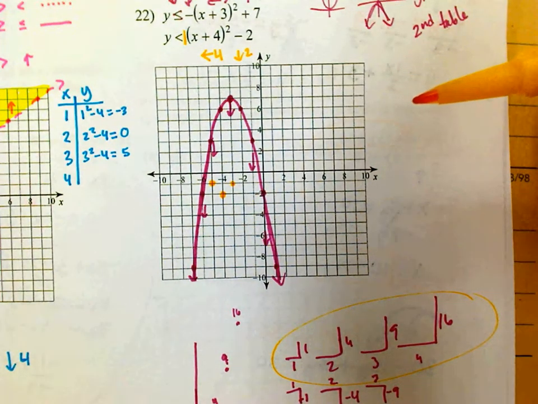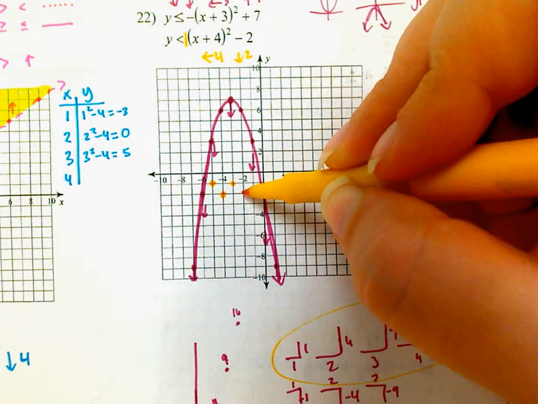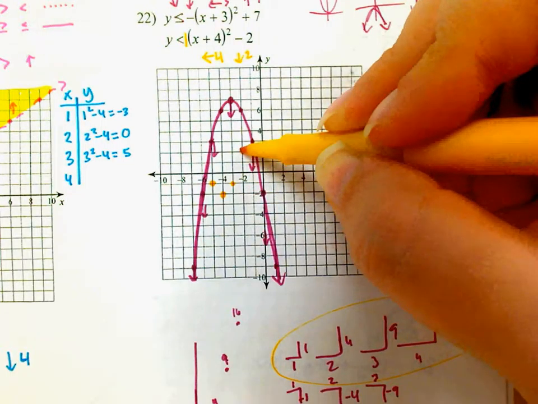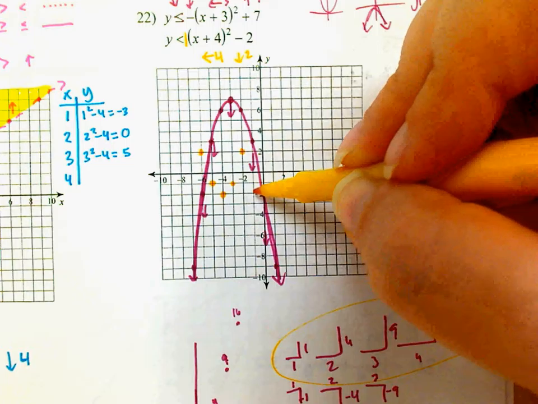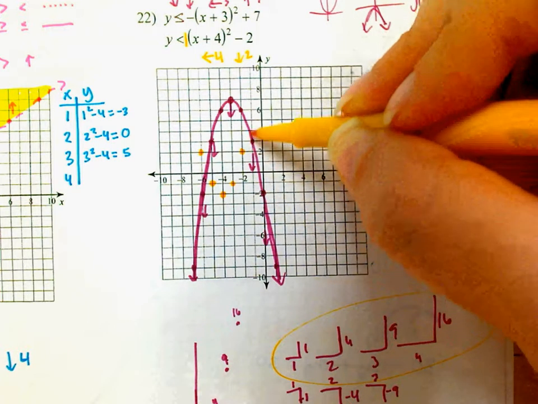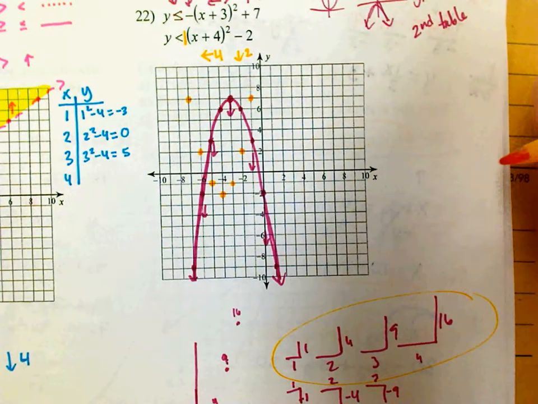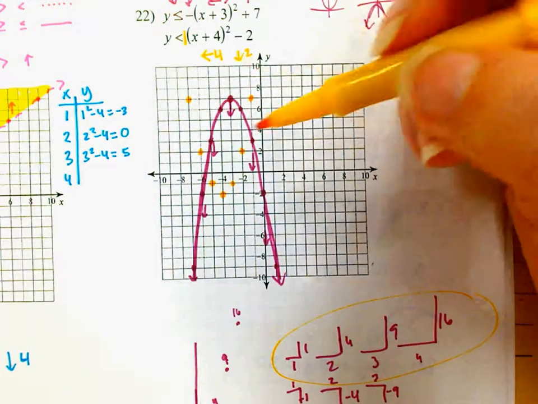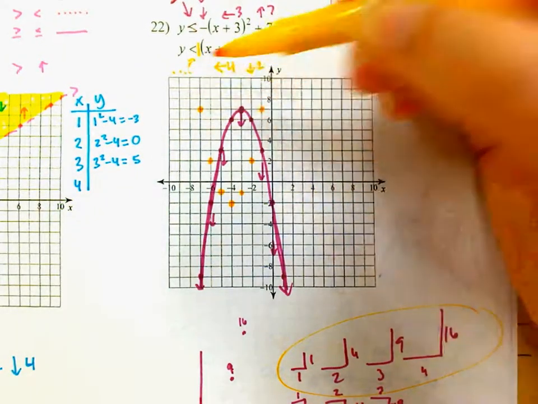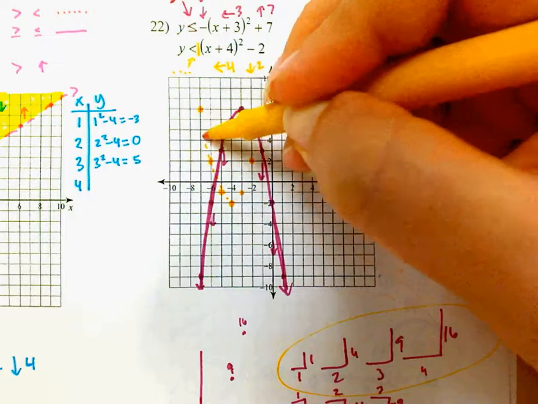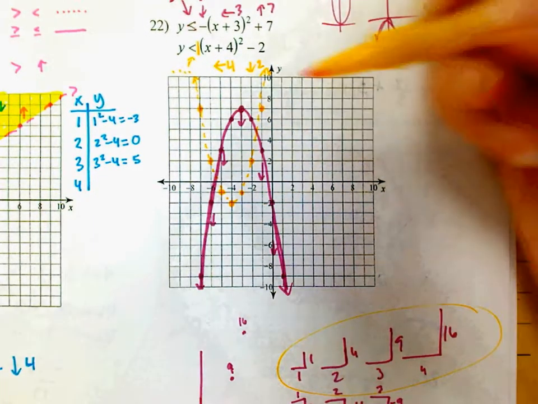I go over 2 and how much? 1, 2, 3, 4. And then I go over 3 and go up how much? 9. That puts me at 7. Am I going to be able to see the next point? No, so I'm just going to go ahead and sketch. Solid or dotted? Yes, dotted. So there we go. Now, does this say less than or greater than?